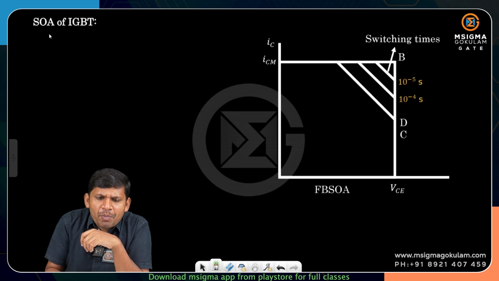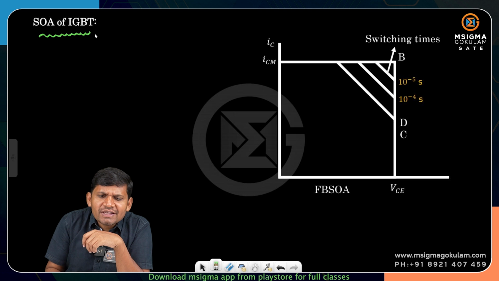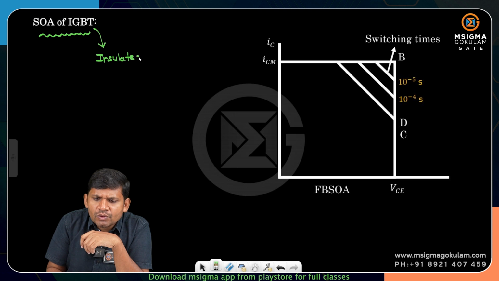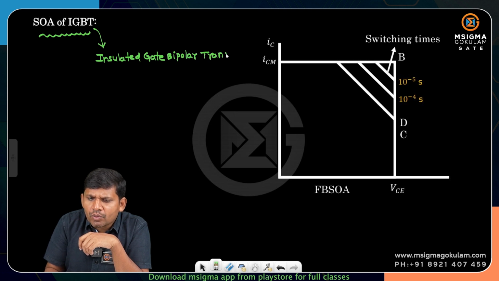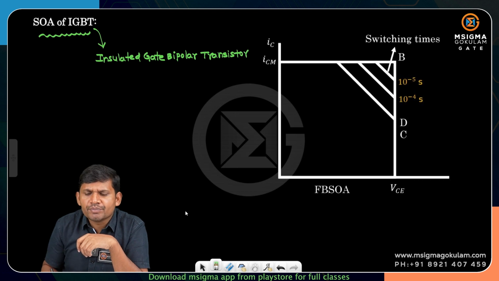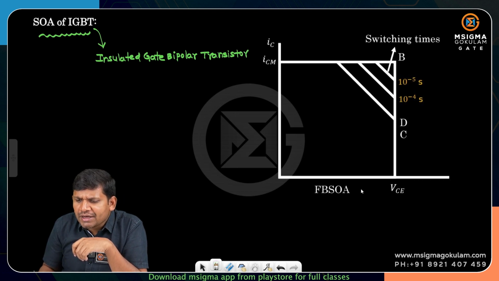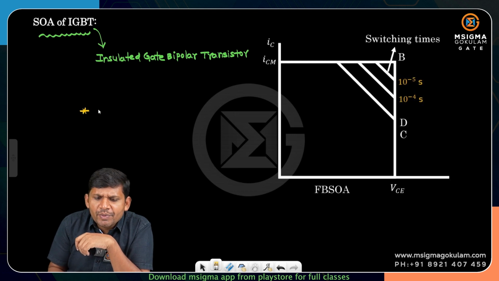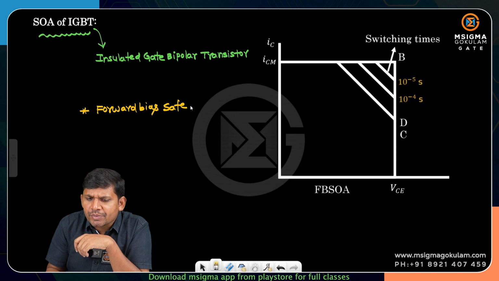Next, this is the safe operating area of the IGBT. What is IGBT? In detail I will discuss later on. Insulated gate bipolar transistor, that is IGBT. Then this is the IGBT safe operating area. This is the forward bias safe operating area of the IGBT.